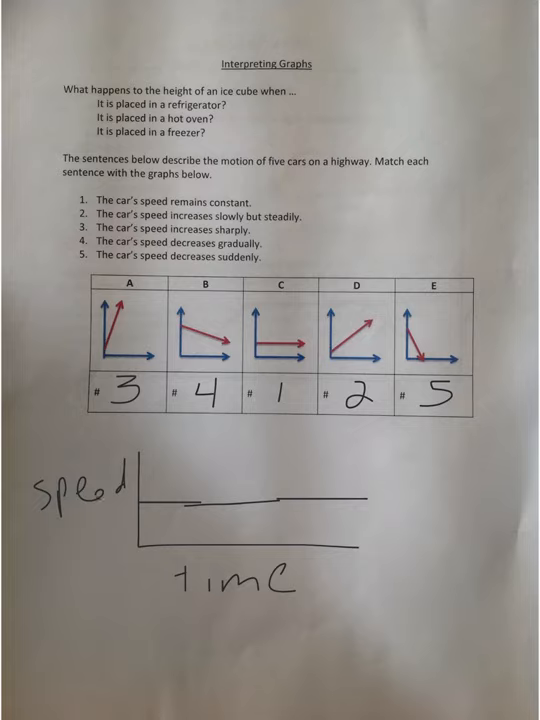We're going to be looking at words like slowly, steadily, sharply, suddenly. Those will kind of give you a clue as to what's happening with the graphs. If you look at the difference between A and D, you can see that one graph is steeper than the other, and that's going to affect what's actually happening in the graph with the description.